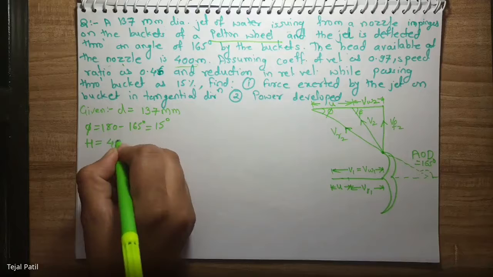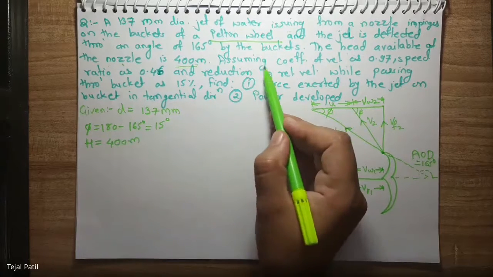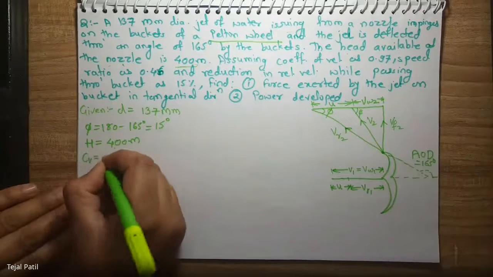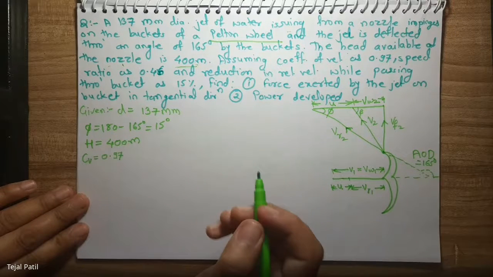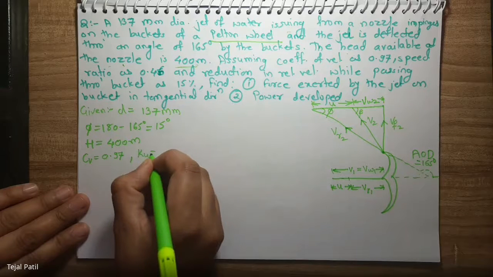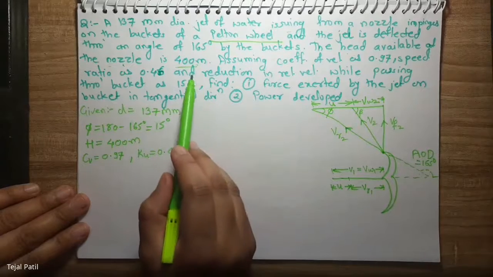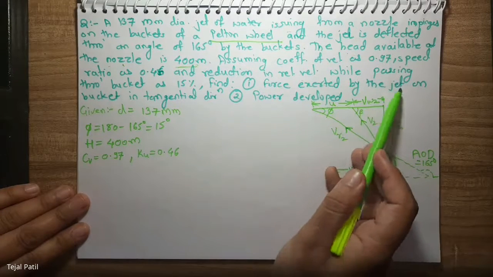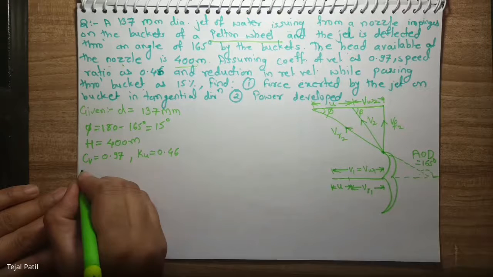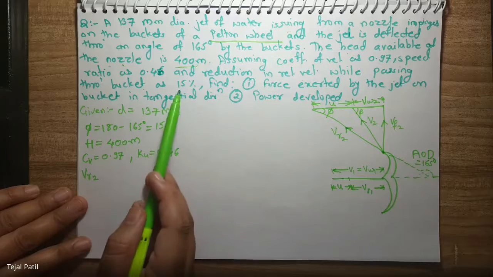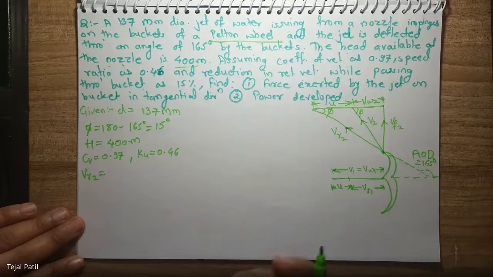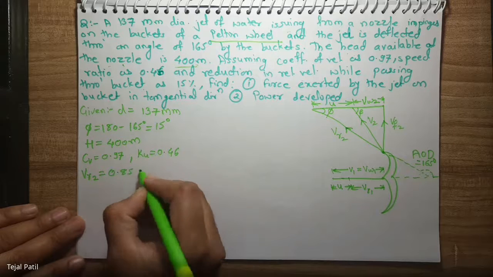that is 400 meter. Now, assuming the coefficient of velocity as 0.97, here it is given that Cv is 0.97, and the speed ratio as 0.46, so Ku is also given to you as 0.46, and reduction in the relative velocity while passing through the bucket as 15%. So again, what is given? The relation between VR2 and VR1: it is reduced by 15%. So we can directly write it now. If it is getting reduced by 15%, that means it will be equal to 0.85 of VR1.